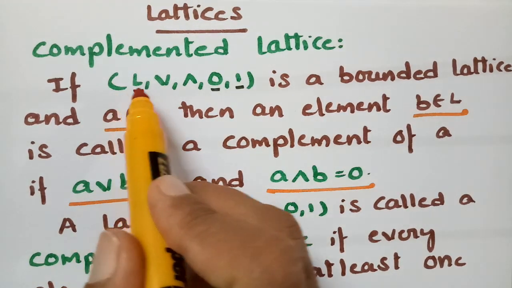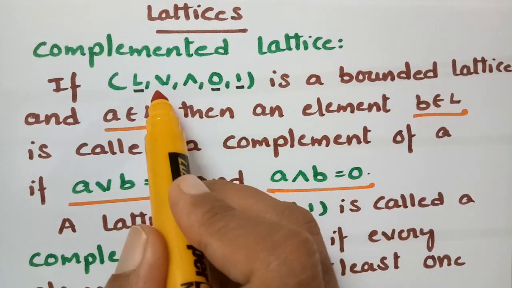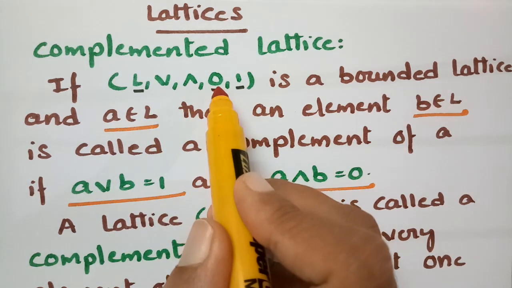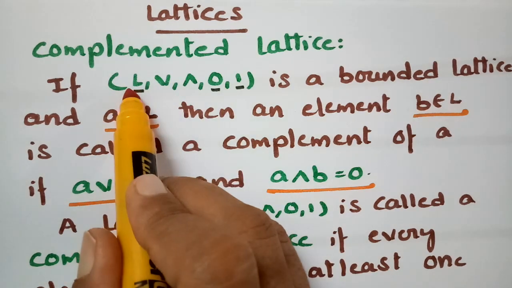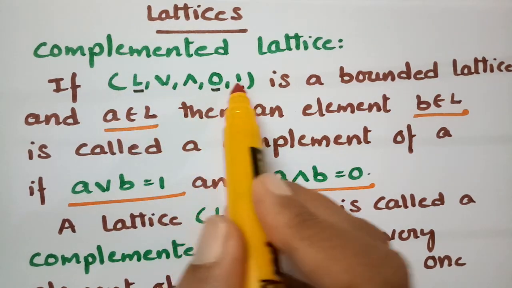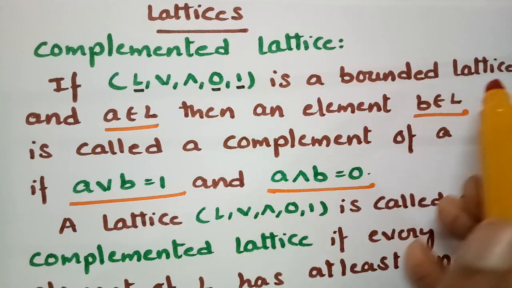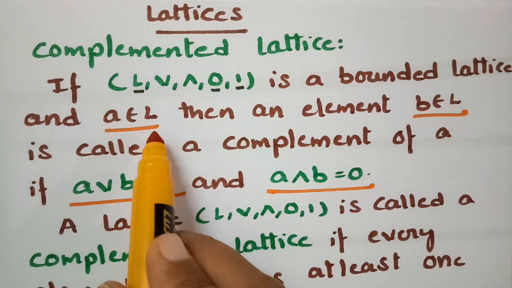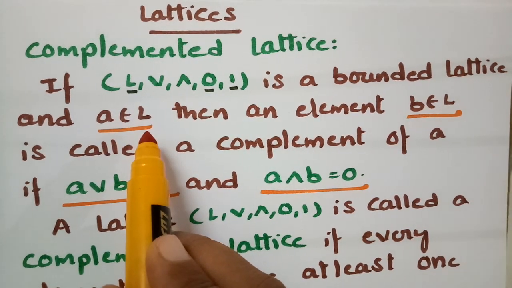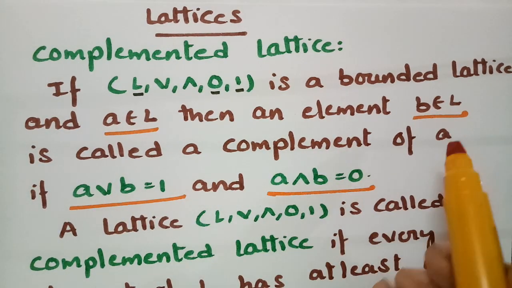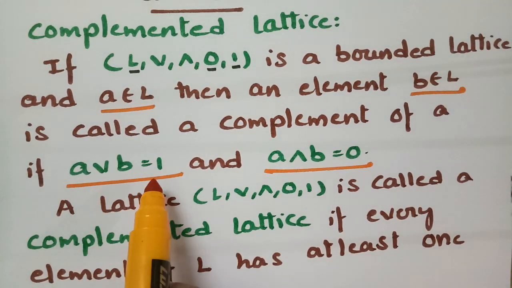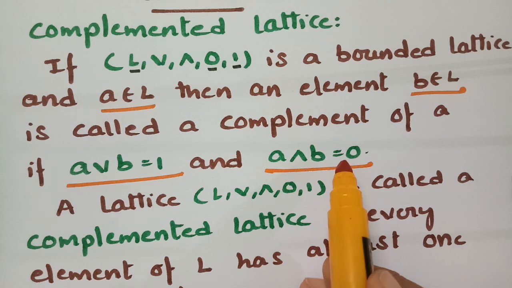L is a lattice with the relations join and meet, and 0 is the least element and 1 is the greatest element. As lattice L is bounded between these two elements, it is called a bounded lattice. If we take an element A belonging to L, then the element B belonging to L is called a complement of A if A join B is equal to 1 and A meet B is equal to 0.